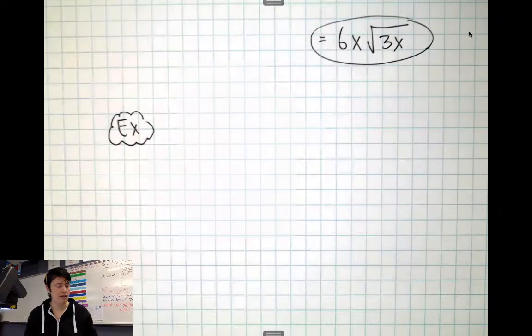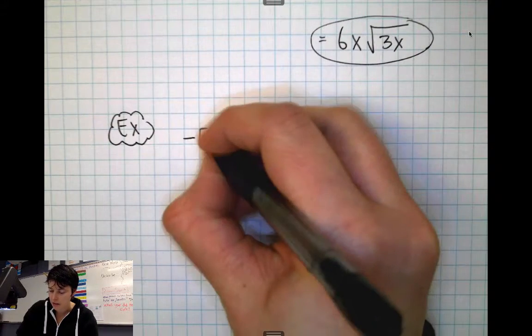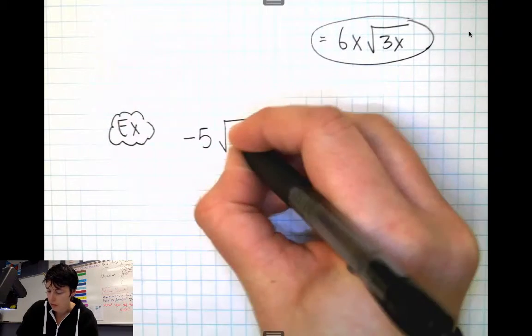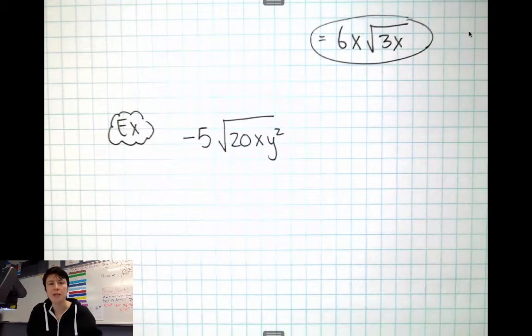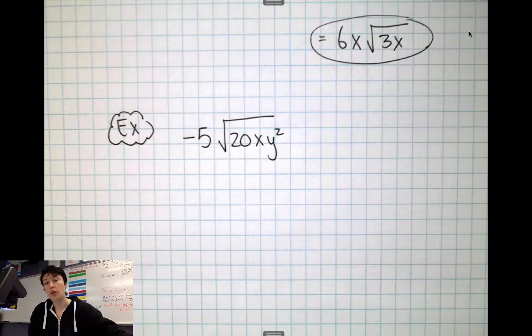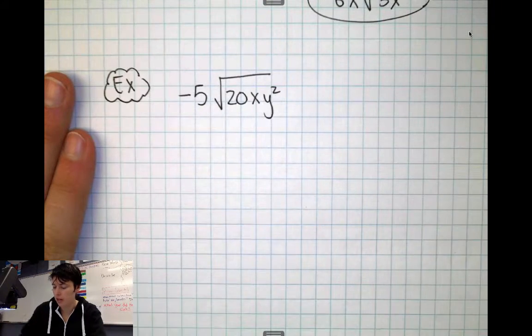All right, so for this one, let's say you had -5 square root 20xy squared. Go ahead and pause the video and try that. Okay, so hopefully you've unpaused the video, and we're going to see if you got it right.